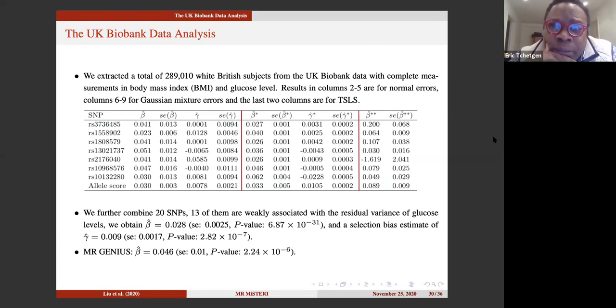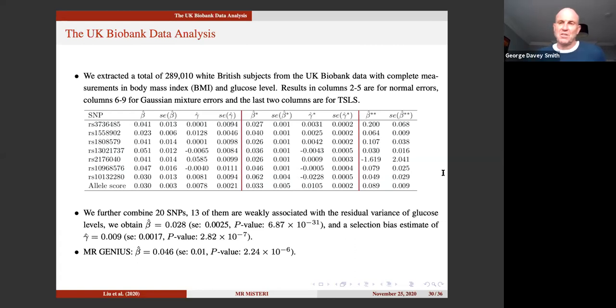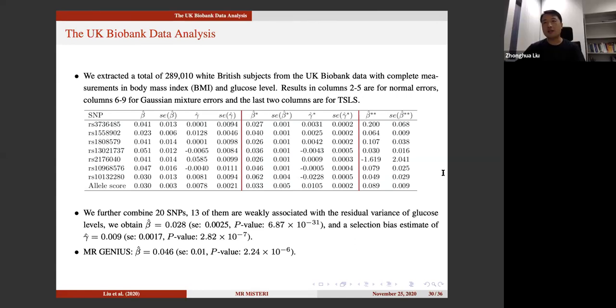Zhonghua, yeah. Okay, so you can use similar statistics for looking at the weak instrument. Similar to the F test, yes.